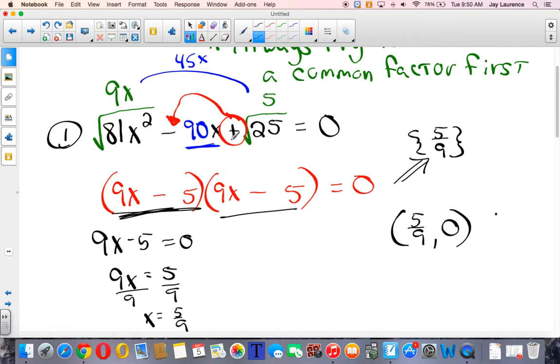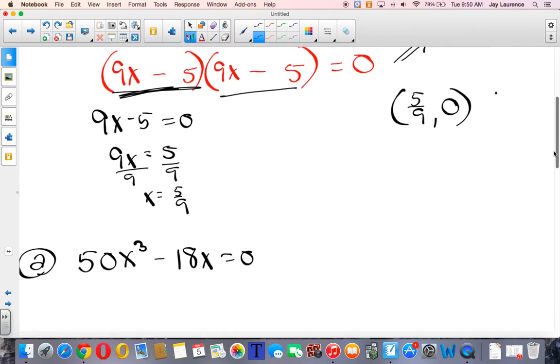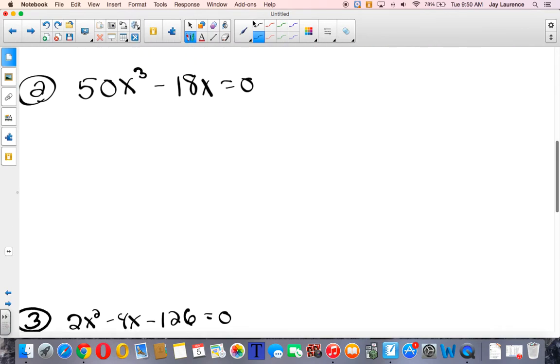Okay, this is a quadratic, so therefore it makes a parabola. All right, number 2. It looks like it could be a difference of perfect squares situation. However, 50 is not a perfect square, neither is 18. But I am noticing a GCF in here. I notice a 2x. I'm going to factor out a 2x. When I do, I'll be left with 25x squared, which is a perfect square, minus 9, which is a perfect square. This thing inside is a difference of perfect squares pattern.